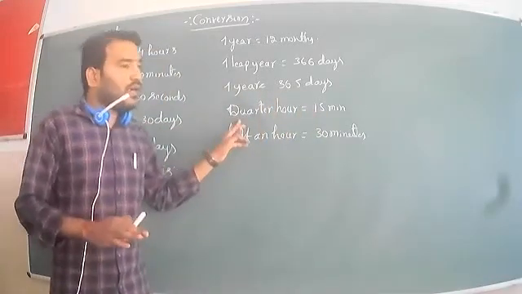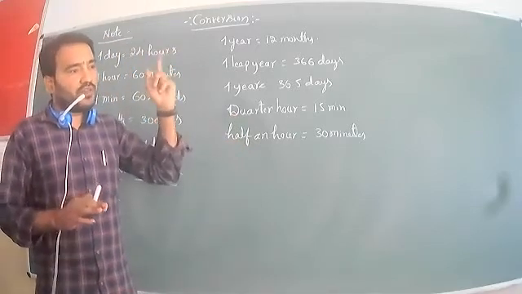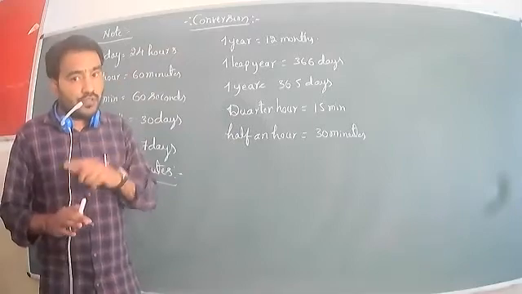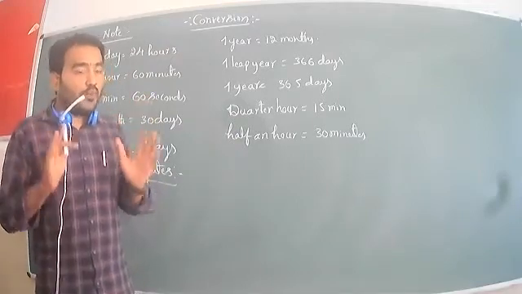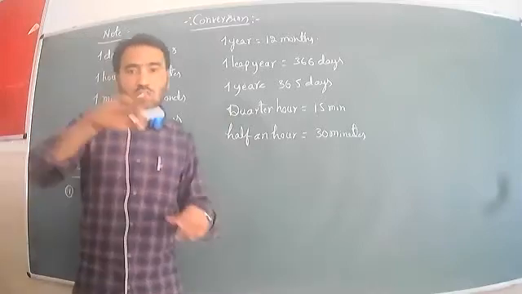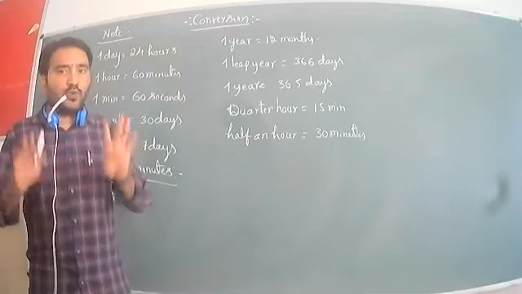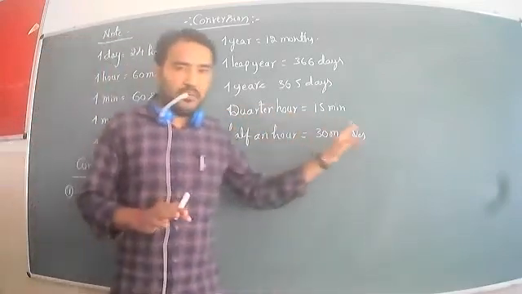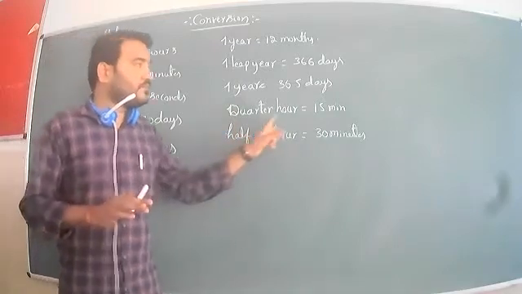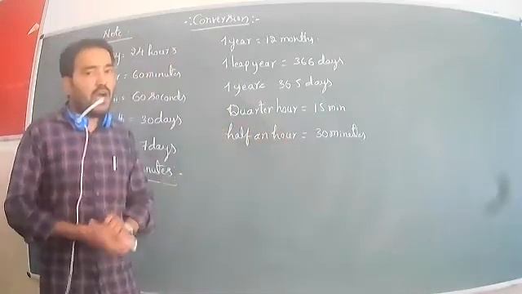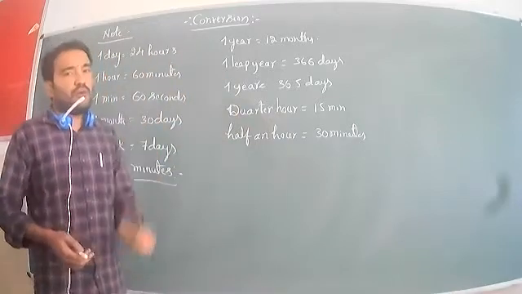Next, quarter hour. A quarter means when the minute hand moves from 12 to 3. How many quarter hours are in the total clock? Totally 4 quarters. 1 quarter equals 15 minutes, so quarter hour means 15 minutes. Next, half an hour means 30 minutes. So we can note these points.